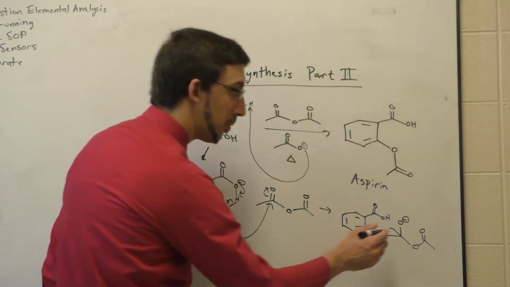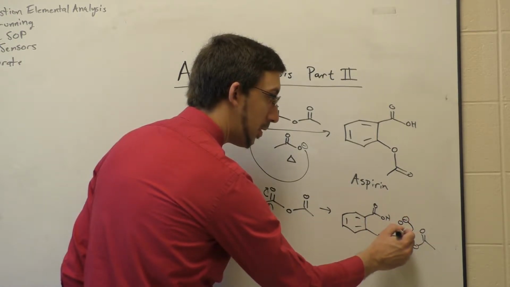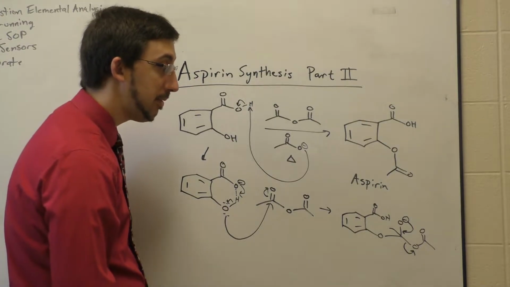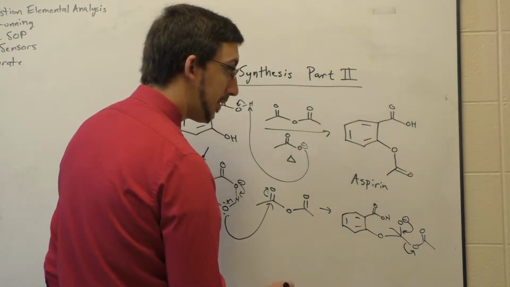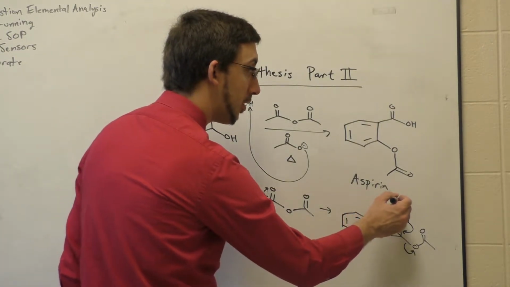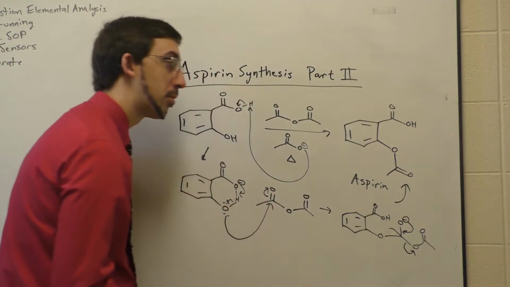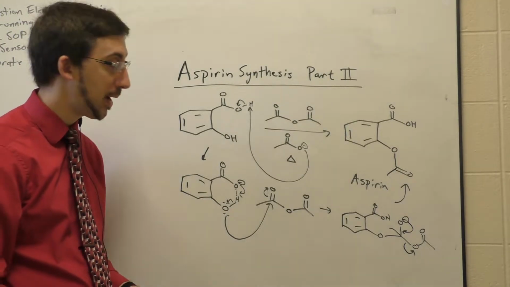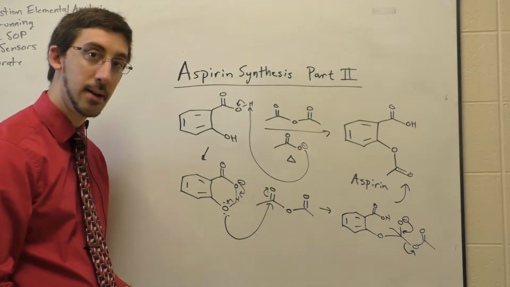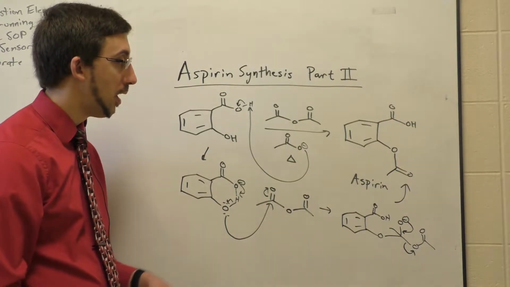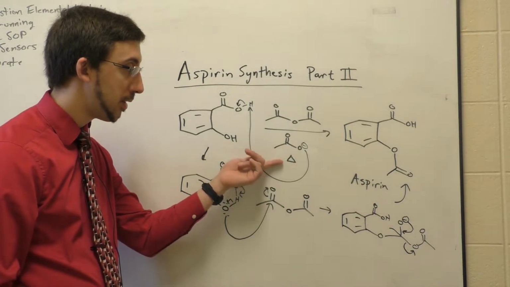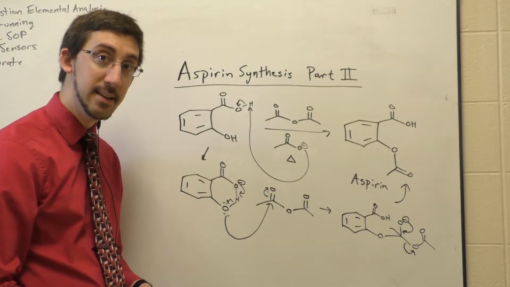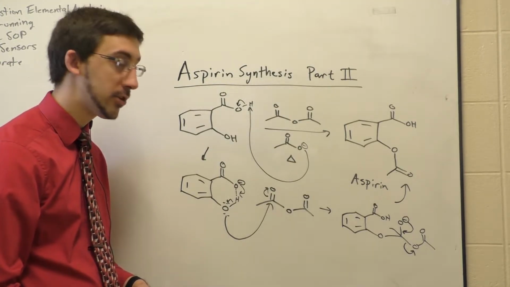Then this tetrahedral intermediate can swing down, kick off the acetate leaving group, and this directly gets me to my aspirin product. So a very simple reaction mechanism here, not very complicated at all. This little triangle symbol here, delta from the Greek alphabet, is indicative of heat. So we're going to put some heat into this reaction.